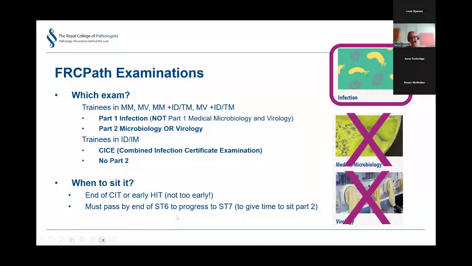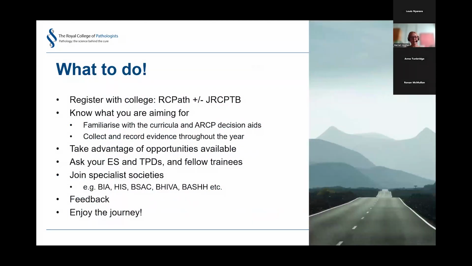If you're going to go on to do a part 2, you must pass part 1 by the end of ST6, so you have enough time to sit part 2. So from my perspective, what do you do? Please register with the college. As a monospecialty trainee in virology or microbiology, you will register with the RCPath.